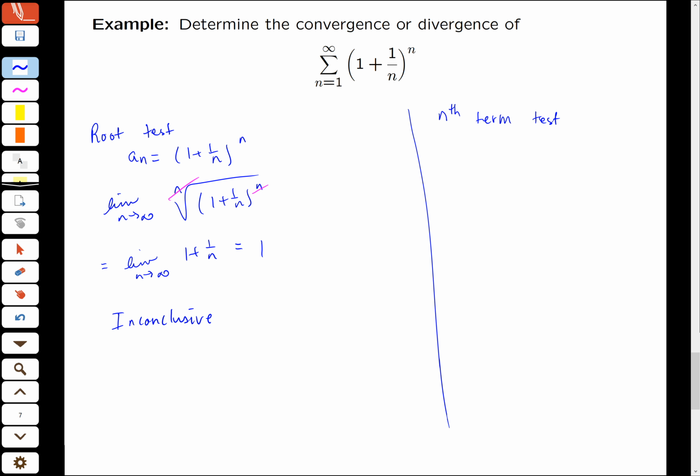When it's inconclusive, we go use a different test. I'm going to use the nth term test, and let me show you why. This limit we all know is going to be e to a power. So I'm going to call this y. If we take that limit, what do we do? Ln of both sides. What do we do with the n and the exponent? Bring it down in front.